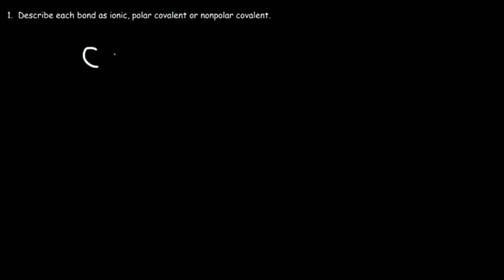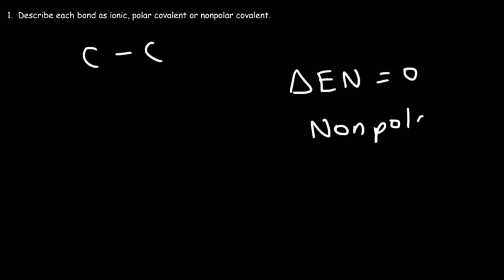Now what about the carbon-carbon bond? Is it ionic or is it covalent? Now, both atoms have the same electronegativity value, so the EN difference is 0, which means that it's nonpolar. So anytime you have 2 of the same type of atoms that make up a bond, it's always going to be a nonpolar bond. The electrons will be shared equally.